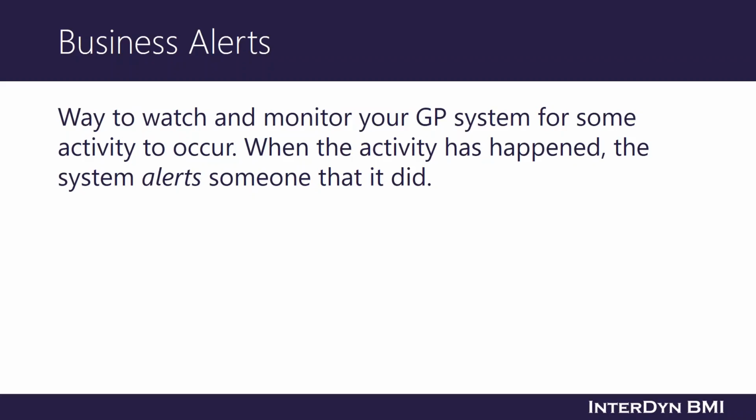And really, an easy way to think of a business alert is it's really a way to watch and monitor what's going on in GP. So basically, some activity occurs, whatever that might be, is up to us. And then when that activity has happened, the system alerts someone that it did. And we'll talk about what those alerts can be and how we can deliver those and so forth. And it's really that simple.